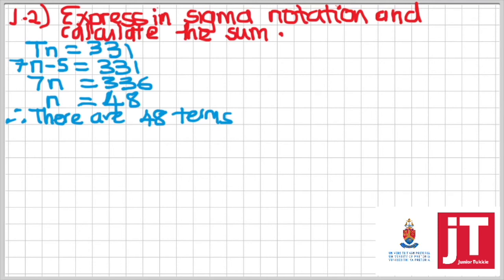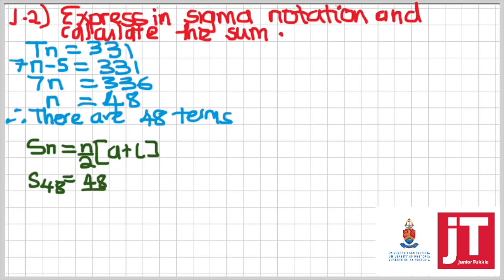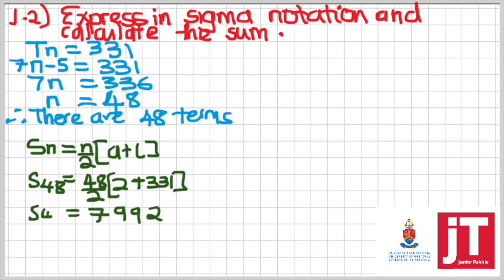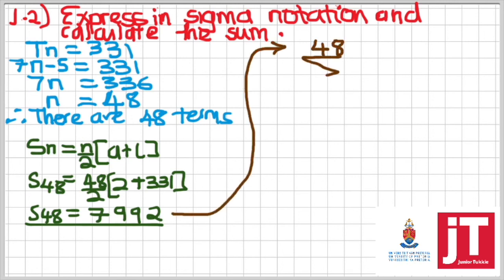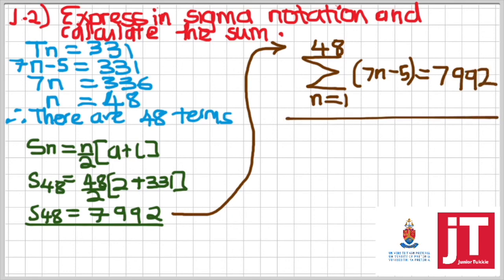After determining our n value, we move on to the Sn formula and say n over 2 into a plus l. Then we say S of 48 is equal to 48 over 2 into a plus l, which is 2 plus 331. Simplifying that, we get our sum to be 7,992, representing the sum of that sigma notation. But now we need to write it in sigma. So we're going to get 48 on top, then n equals 1 at the bottom. The formula is 7n minus 5, which is equivalent to 7,992.